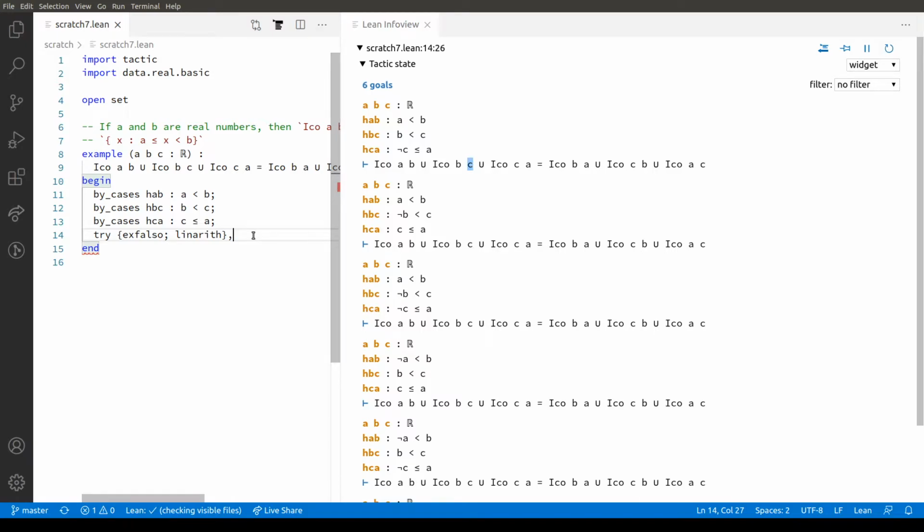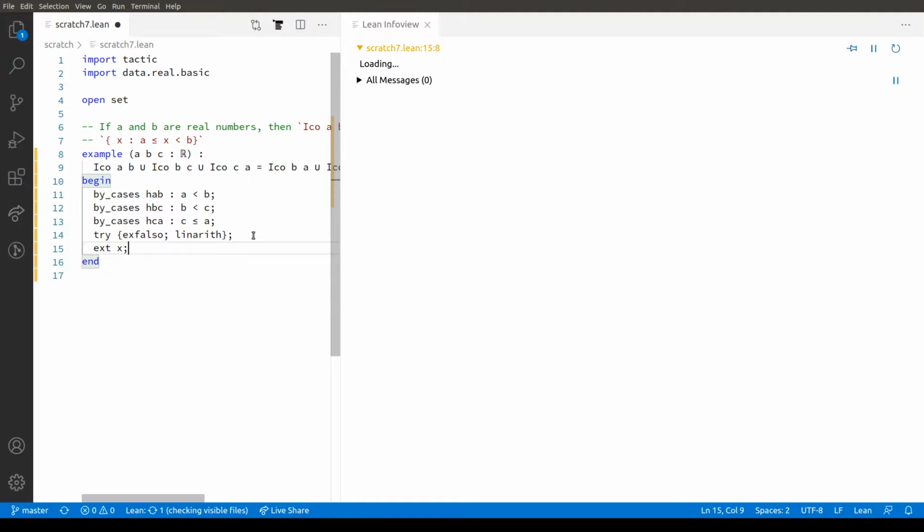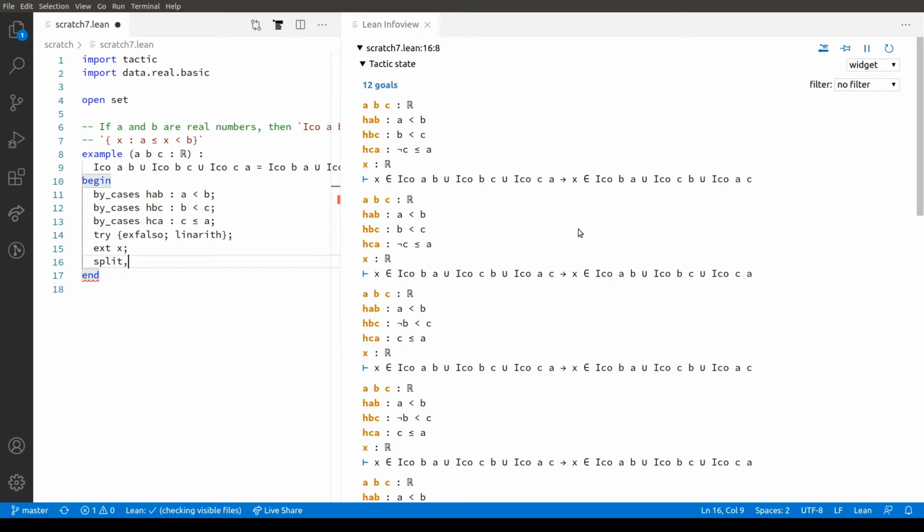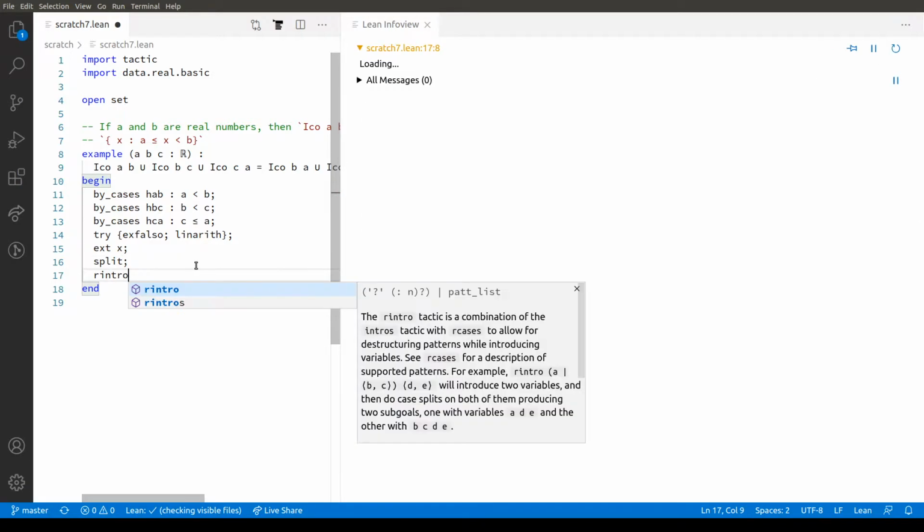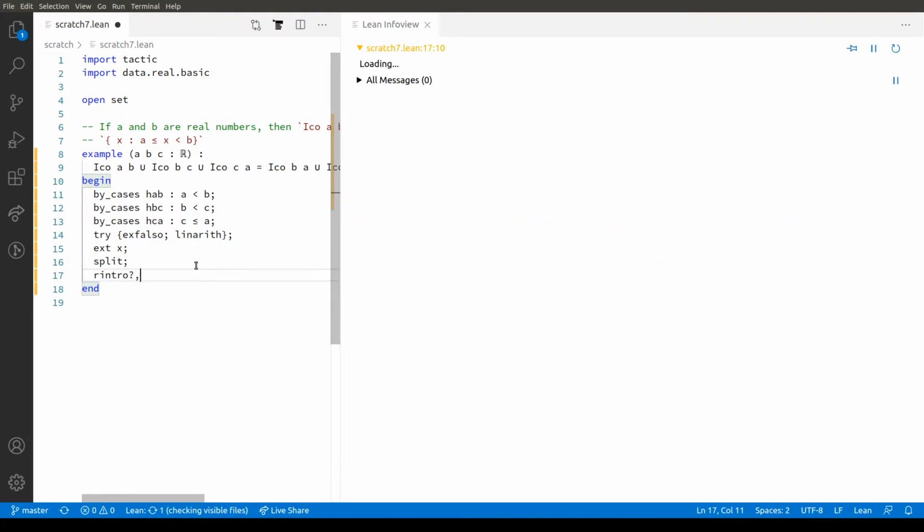So I guess the thing to do is prove inclusions in each direction. So ext x, and then split. And so now we'll have 12 goals. We know what the order is, and we know that x is in one side of this equality, and we're trying to prove that it's in the other side. So now you can see we need to break this up into cases, right? The next line is some kind of rintro. I'll just cheat and get Lean to write it for me. rintro?